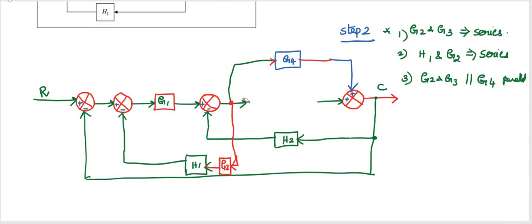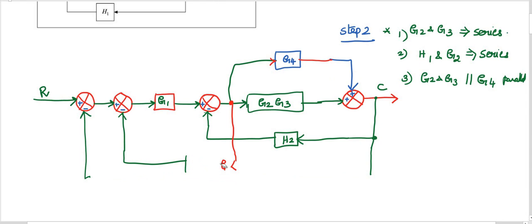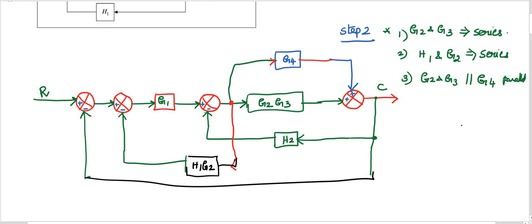I have to redraw this. So, G2, G3, both are connected in series. So, multiply G2 and G3. And the second one, H1 and G2 both are connected in series. Now, I am going to reduce H1 and G2. If I reduce, you'll get the value H1, G2. After finishing this, what I have to do? I am going to reduce the parallel combination. See, G2, G3, G4 connected in parallel. So, I am going to reduce the parallel combination.